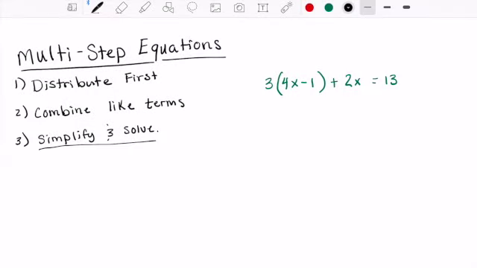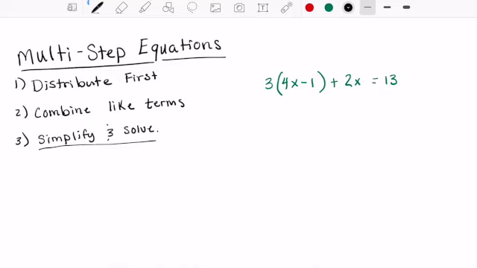In this video, we're going to look at how to solve multi-step equations. The most important thing for us when we start looking at these is we've got to distribute first. Go ahead and distribute any term that you need to into the parentheses. Then we're going to combine our like terms. And then finally, we're going to simplify. We're going to get all of our variables on one side and everything else on the other, and we're going to solve.